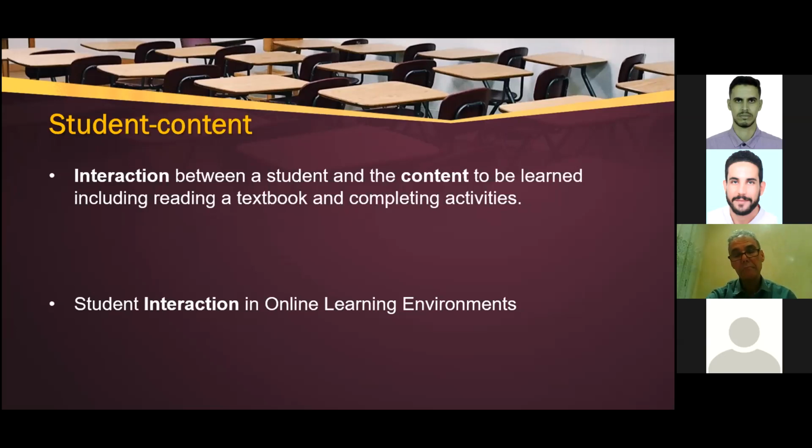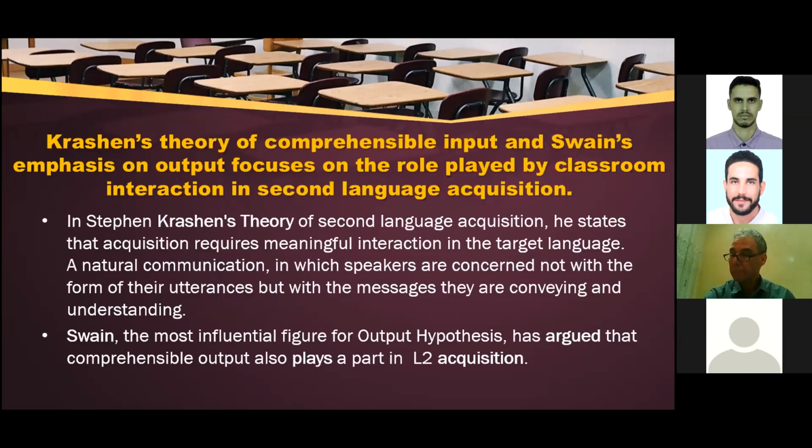That's why Krashen's theory of comprehensible input and Swain's emphasis on output focus on the role played by classroom interaction in second language acquisition. In Krashen's theory of second language acquisition, he states that acquisition requires meaningful interaction in the target language, which is a natural communication in which speakers are concerned not with the form of their utterances, but with the messages they are conveying and understanding. Swain, the most influential figure for the output hypothesis, has argued that comprehensible output also plays an essential part in second language acquisition.